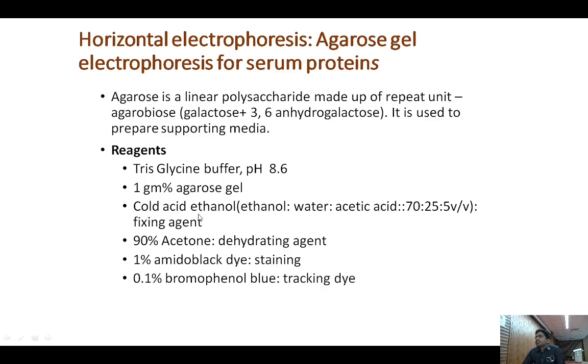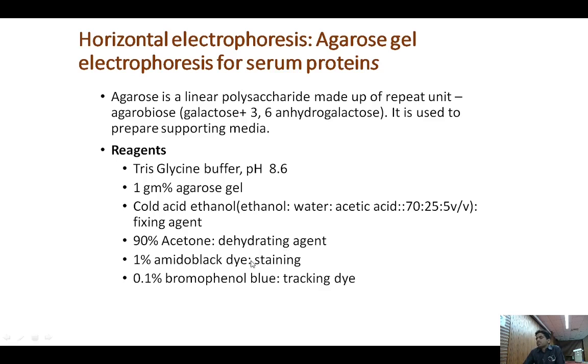Then next, acid cold ethanol is required. This is for fixing. Once you have run the sample after giving a power supply, electric current, for a certain amount of time, after that you have to fix that sample on the slide, then only you will be able to read it. After fixing, you have to remove the extra agarose and other things, so you have to use acetone for dehydrating.